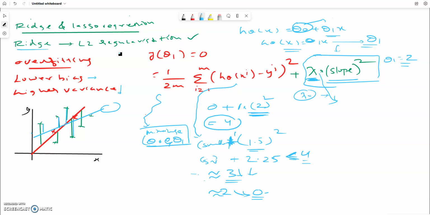Let me tell you again, ridge regression came into the picture because there will be some problem in the data which is called overfitting. To avoid this overfitting, we are using this ridge regression, and it will work pretty well for overfitting problems. So this is the main reason to use ridge regression.